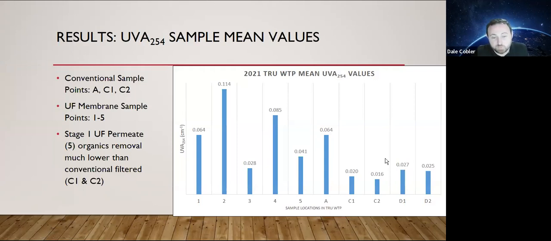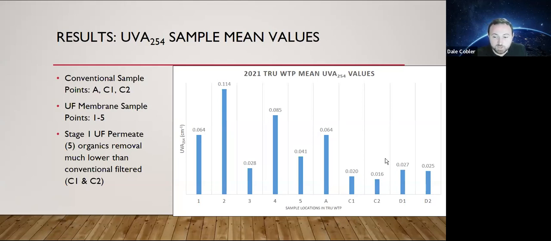This graphic displays the mean UVA 254 values for all of the samples collected over the approximately 6 months of 2021 at the designated sites. So if you look at samples 1 and A, those are actually equivalent samples. That's the raw water supply. The conventional treatment is all of the letters on the right side in this graphic, A through C1 and C2. And then the membrane side is samples 2 through 5.